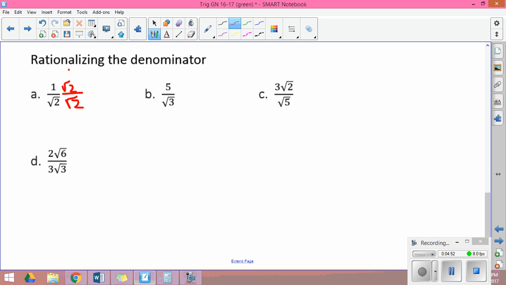That is really 1. So I'm not changing the value. So what happens is I have the square root of 2 over the square root of 4. The square root of 4 can be simplified, so I have the square root of 2 over 2.